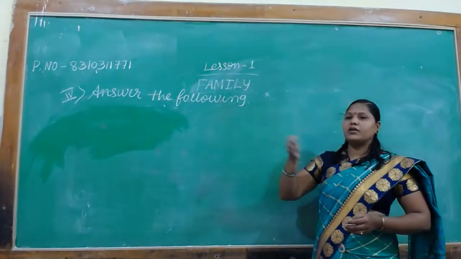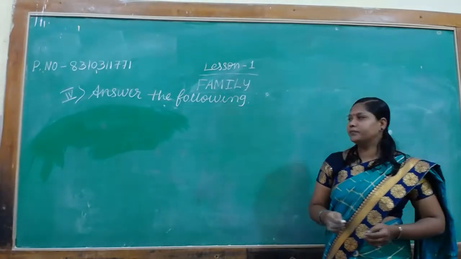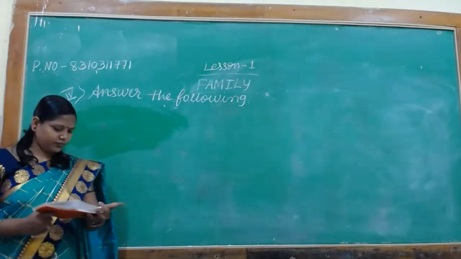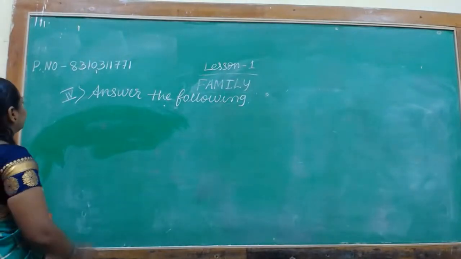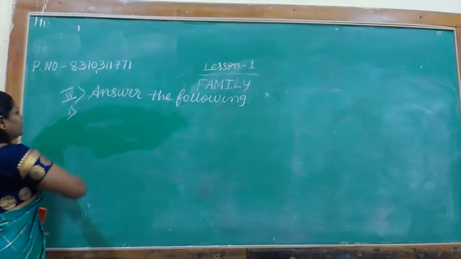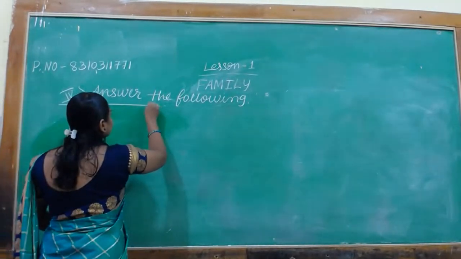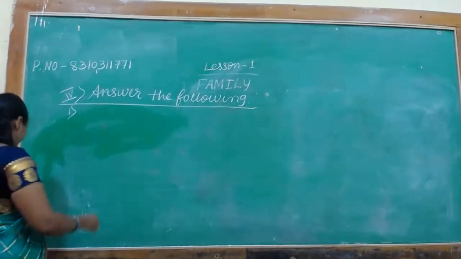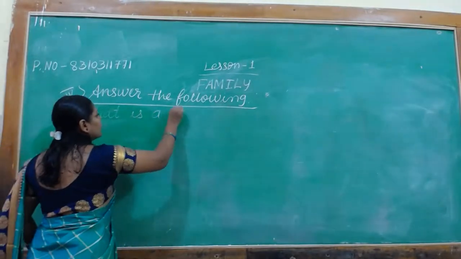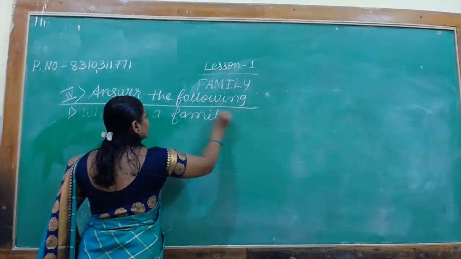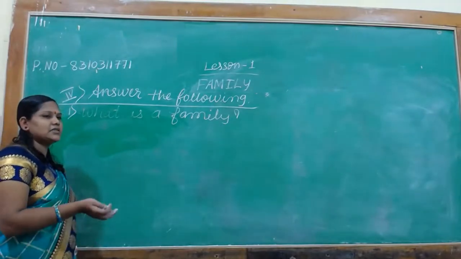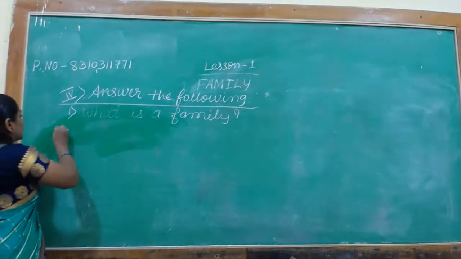Leave one line and write the answer to the following. First question, after you leave one line, then you start the answer. First question. What is a family? What is meant by family? See answer.